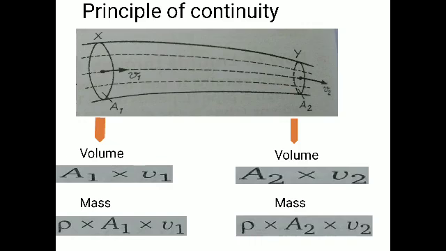Now the volume at point X is A1 into V1. That is, the volume of the liquid passing through that certain area is A1 into V1, and the volume at the point Y is A2 V2. Now mass is density into volume. Density is represented by rho and A1 V1 is the volume. Similarly, the mass for this point Y is rho into A2 into V2.